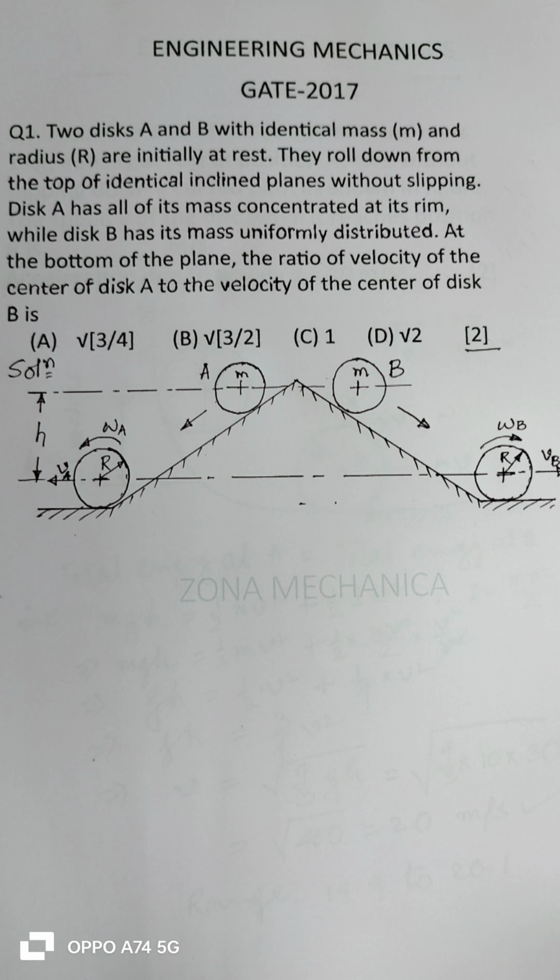At the bottom of the plane, the ratio of velocity of the center of disk A to that of the center of disk B is, there are four options. Option A, root over of 3 by 4. Option B, root over of 3 by 2. Option C, 1. Option D, root 2.